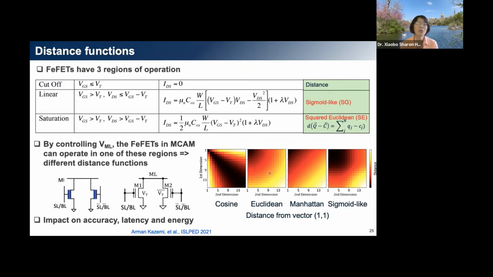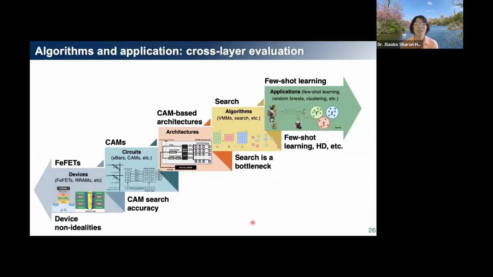We also showed that these distance metrics are applicable to a flash-based CAM design, and we recently published work a couple of months ago. So showing you all these different types of CAM designs, I actually skipped some other types that we also have worked on. But let me take you to the application level and show you how they can impact application-level accuracies and other figures of merit.